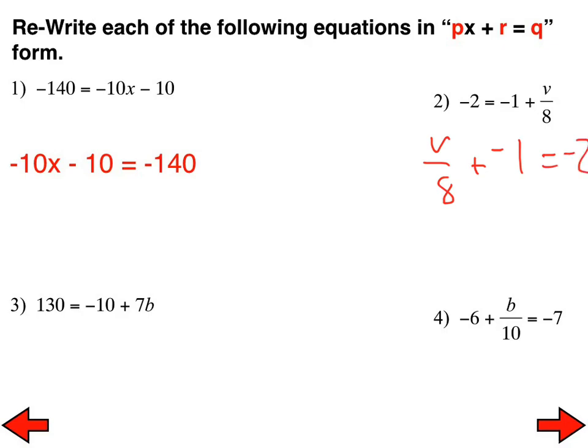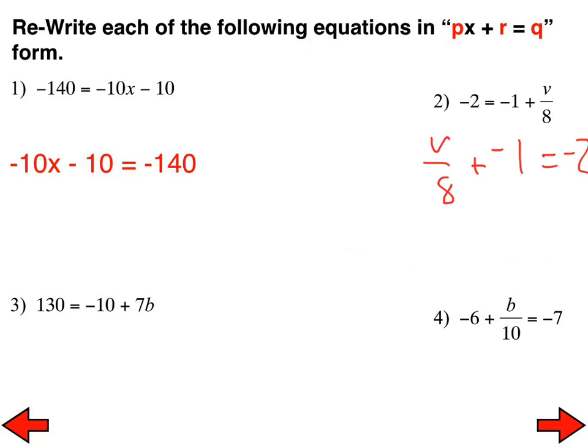Now, could we have written it a little differently than that? Is there something that we could have done differently? It means the same thing. It's equivalent to it. Yes? Negative 1 plus v over 8. Okay, now I'm glad that you said that. You said negative 1 plus v over 8 equals negative 2. Is that in the form px plus r? No. The variable part needs to be first. So we don't really want to write it like that.